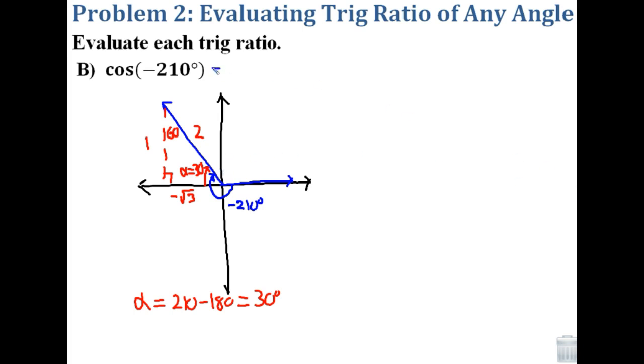So evaluating this then, again, we'll look at the cosine of this reference angle, this 30. Cosine is adjacent over hypotenuse. So adjacent is a negative root 3 over hypotenuse 2. So we'll say the cosine of negative 210 degrees is this negative root 3 over 2.